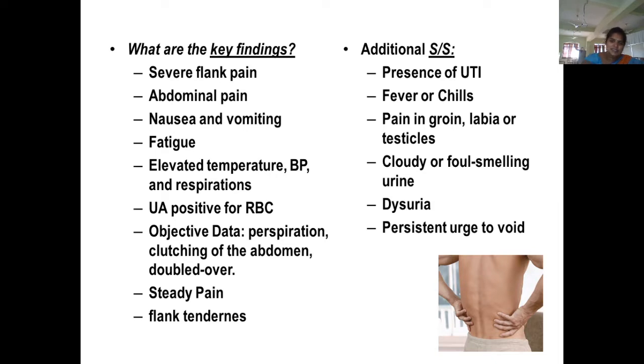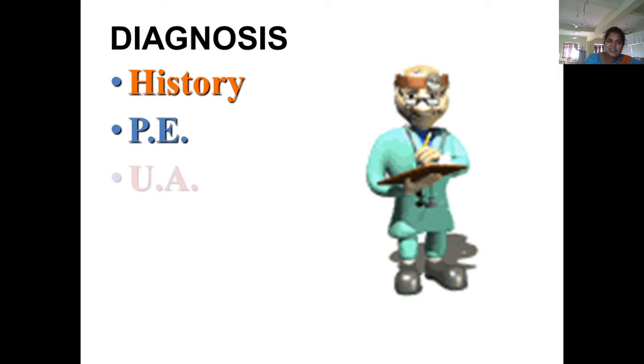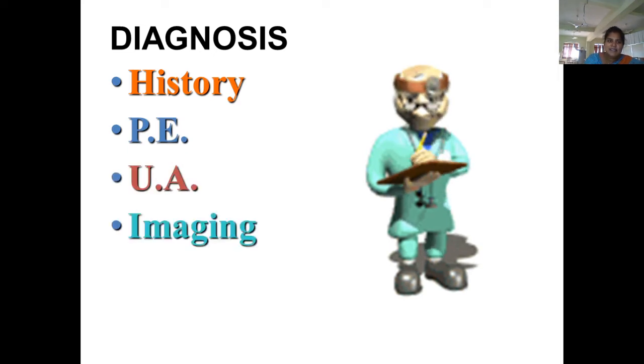He will be seen in that picture doubled over. He will be bending forward and doubled over, and he will feel more pain, a steady pain. Flank tenderness can also be seen, and the presence of UTI, fever, chills, and pain in the groin, labia, and testicles. There will be foul smelling urine, dysuria, and a persistent urge to pass urine. Diagnosis: history, physical examination, urine analysis, and imaging studies.